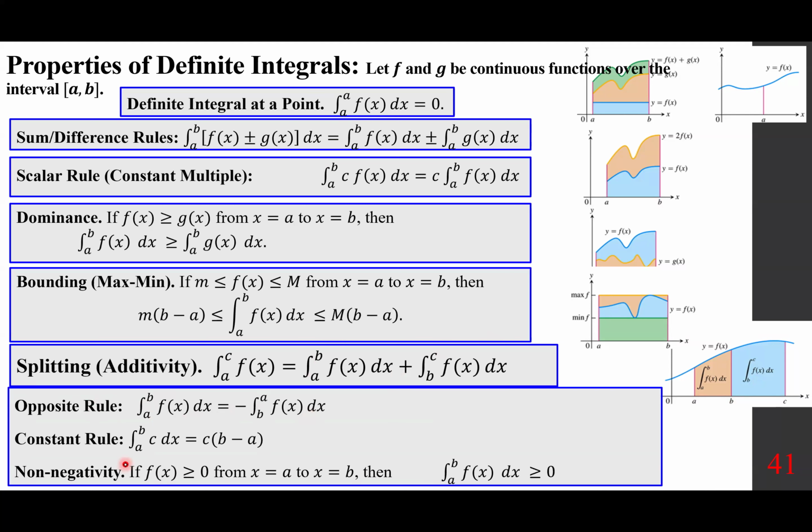Constant rule. The integral from a to b of c dx, we can say c times b minus a, because basically this becomes c times x. Non-negativity: if f of x is larger than or equal to 0 from x equals a to x equals b, then the integral from a to b of f of x dx has to be larger than or equal to 0, non-negative.